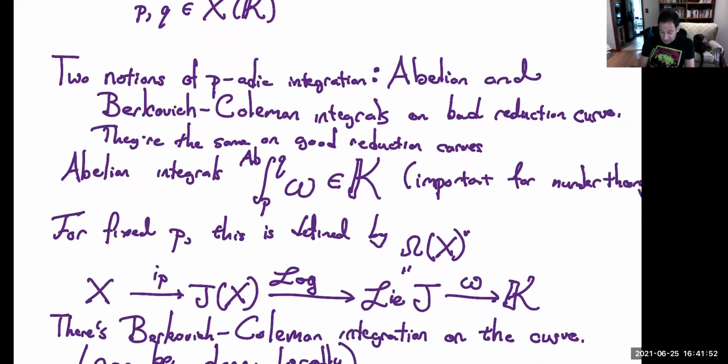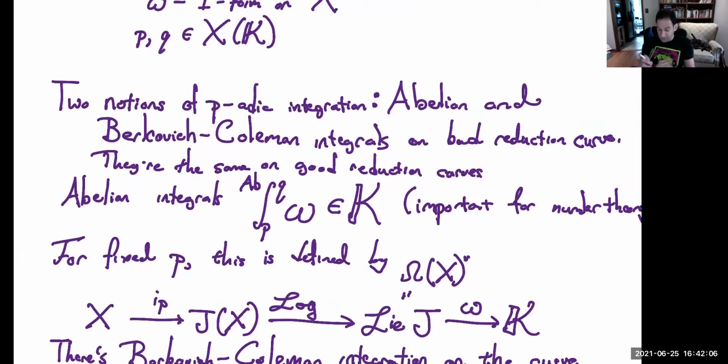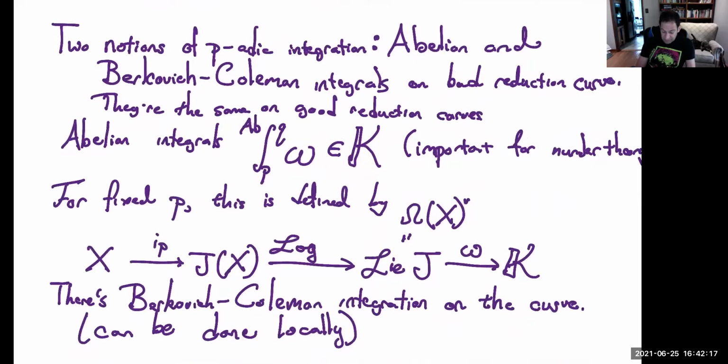Okay, so I'm going to talk about these two notions of integration. I call them abelian and Berkovich-Coleman integration. They're the same on good reduction curves, meaning if you extend your curve to a family over the DVR, and over the closed fiber the curve is smooth, then that's good reduction. But these two notions are different over bad reduction. So the first notion is abelian integrals, which are path independent. So these are integrals from a point P to a point Q. And these are important in the Chabauty method.